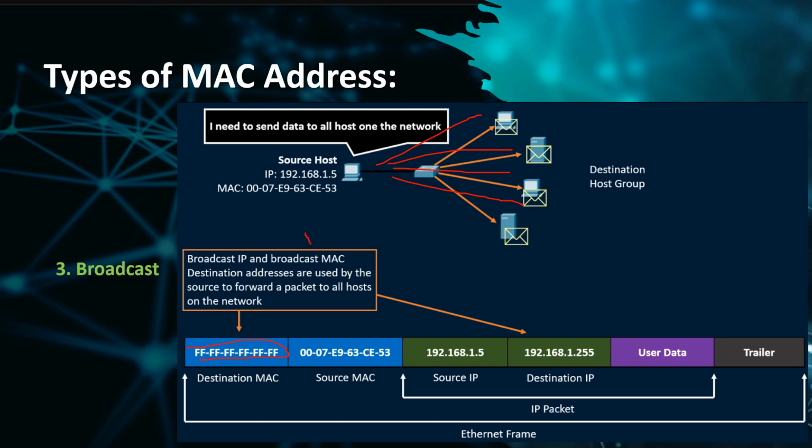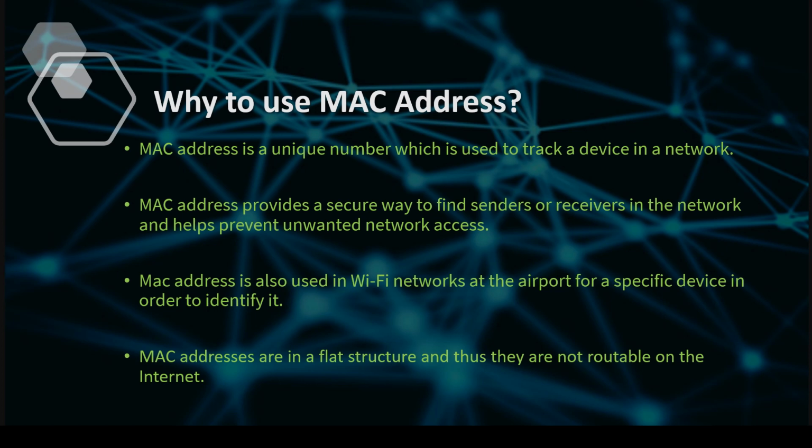Now let's see why we are going to use the MAC address. Because these are unique numbers which are used to track the device in the network. And why is the MAC address used? It provides a secure way to find the sender or receiver in the network, and it also helps to prevent unwanted network access. So that is why we are using the MAC address.